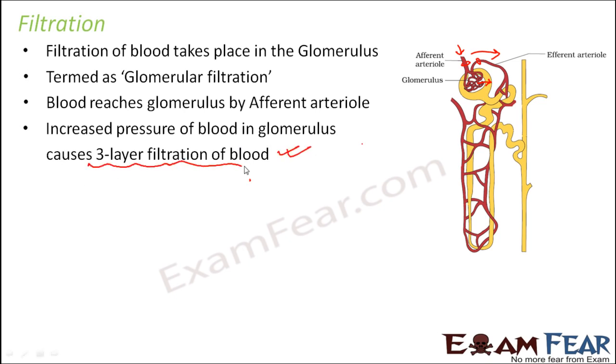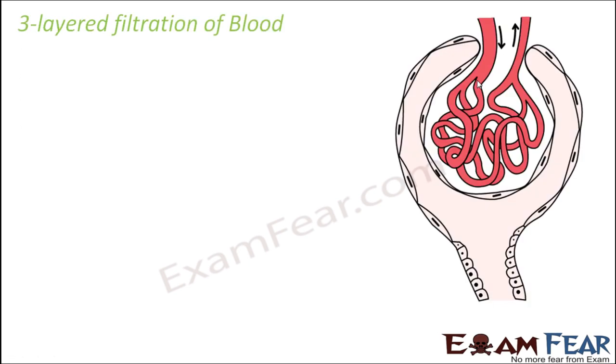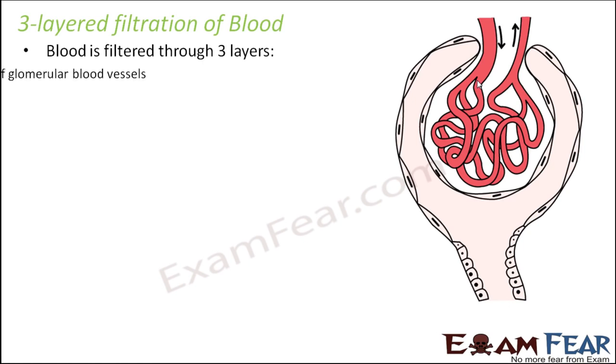So what is this 3-layer filtration of blood? As I said, most of the plasma will move from the glomerulus into the Bowman's capsule. In order to move from the glomerulus to the Bowman's capsule, it actually needs to pass through 3 layers. What are those 3 layers? Let us quickly have a look at the 3-layered filtration of blood. Those 3 layers are, first, the endothelium of the glomerular blood vessels. This is a bigger picture. This is my glomerulus, and these are the glomerular blood vessels, the capillaries. The endothelium of these glomerular blood vessels is one layer which they have to pass.